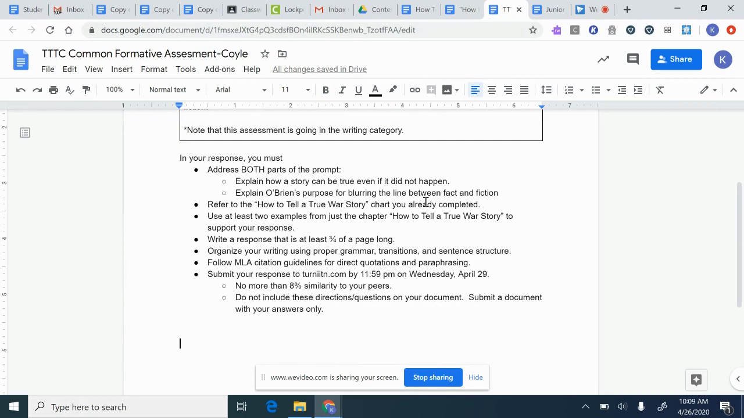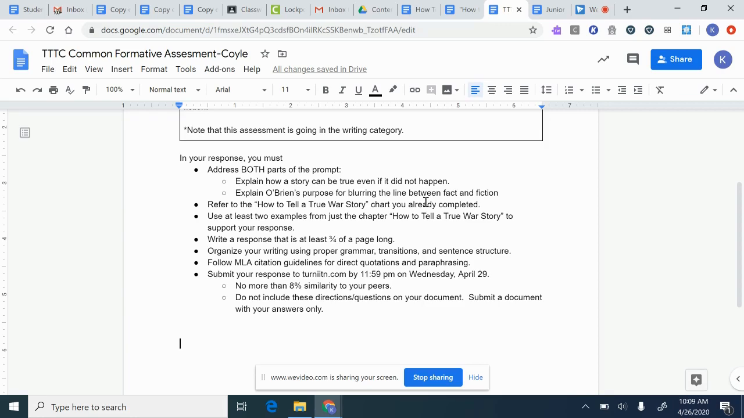Use at least two examples from the chapter, from just the chapter, How to Tell a True War Story, to support your response. Your response should be about 3/4 of a page long, so that's almost a full page. Make sure your grammar, transition, sentence structure, all that is good, because again, I am assessing this as a writing grade. MLA citations for direct quotes and paraphrasing must be followed as well. So I should see parenthesis, O'Brien, page number, close parenthesis, when you're doing direct quotes and paraphrasing.